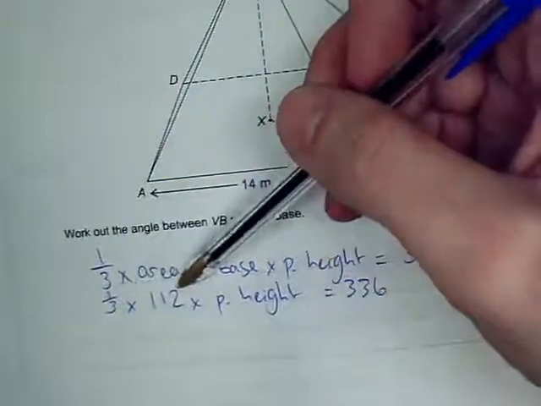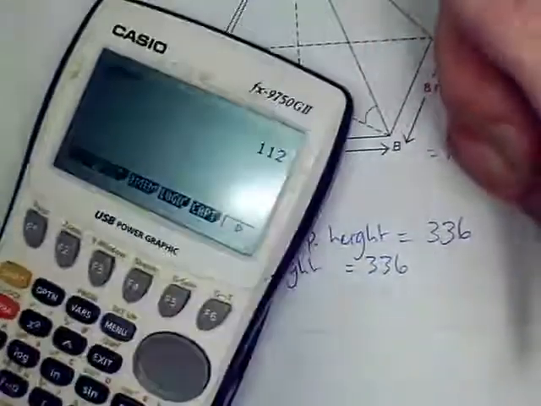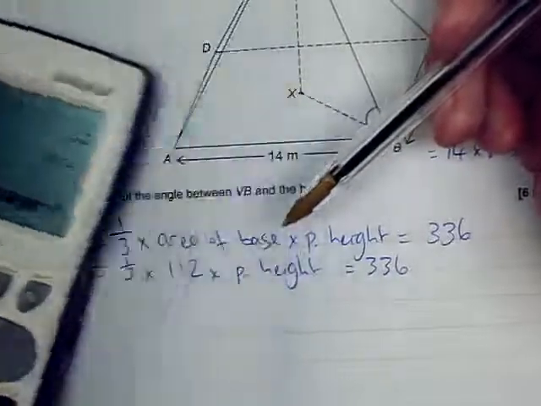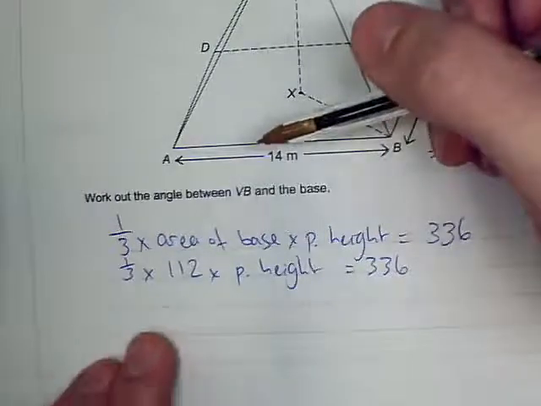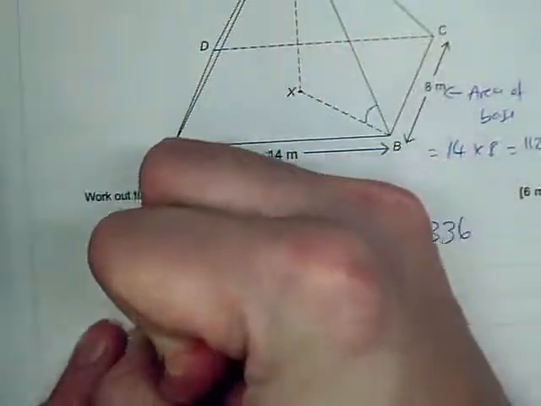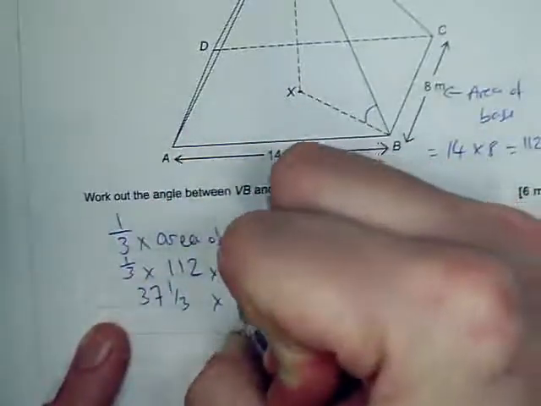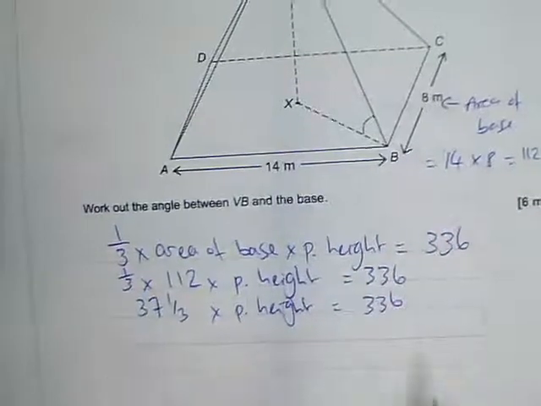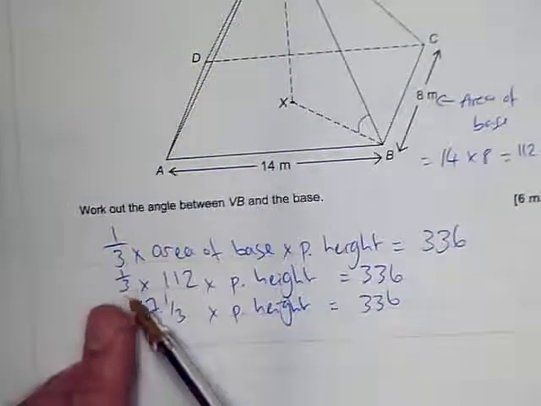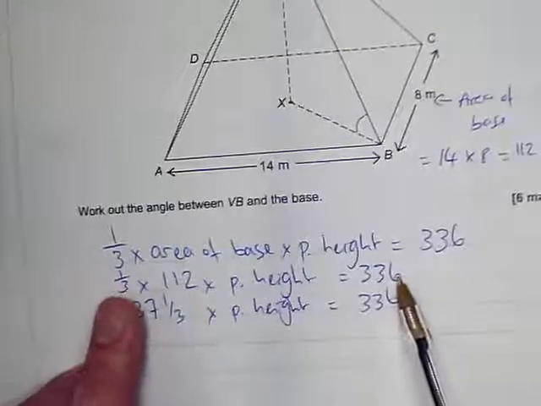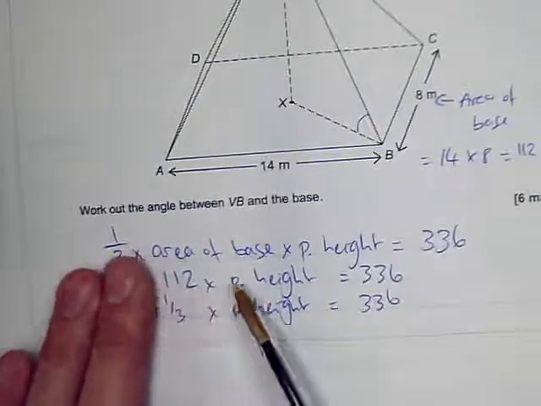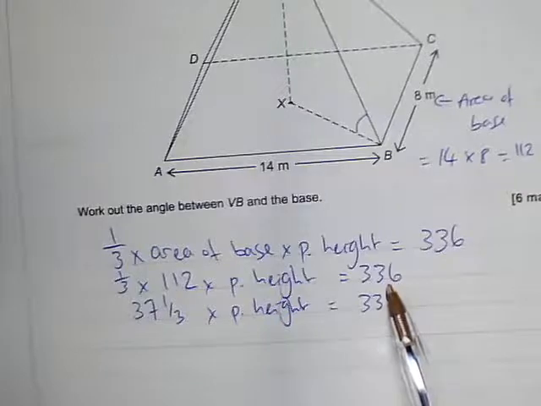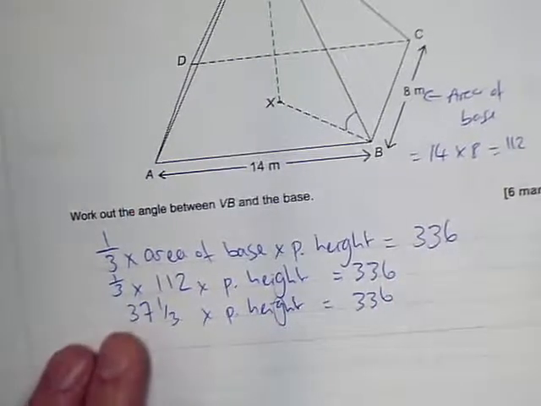So a third times 112, so I could do 112 times a third, or divide it by 3. That gives me 37 and a third. So 37 and a third times the perpendicular height equals 336. The other way I could have done this, which would probably be a bit neater to be honest, is just to times both sides by 3. That would have left me with 112 times the perpendicular height equals 3 lots of 336, which is 1008. So I could have written it like that.